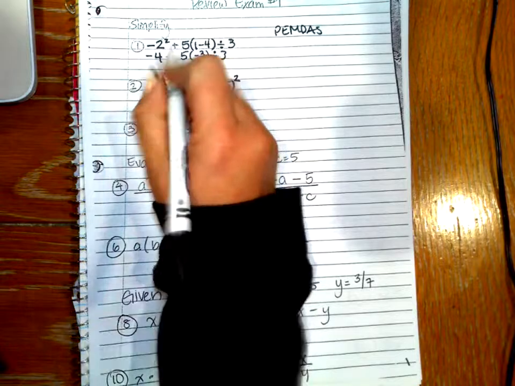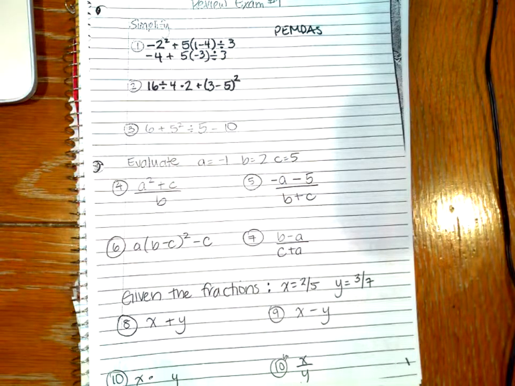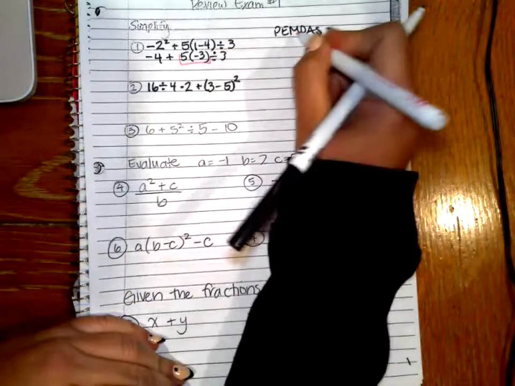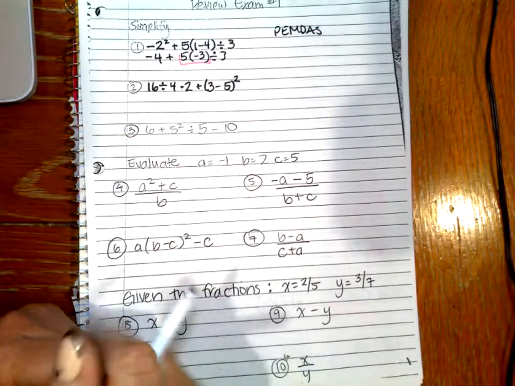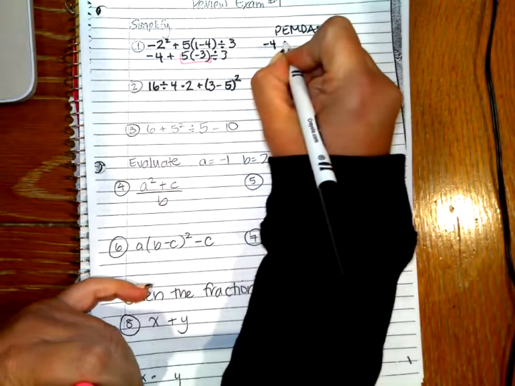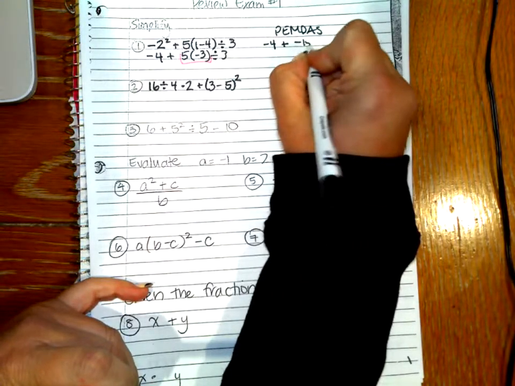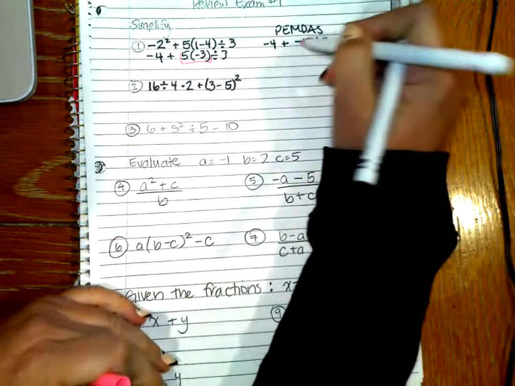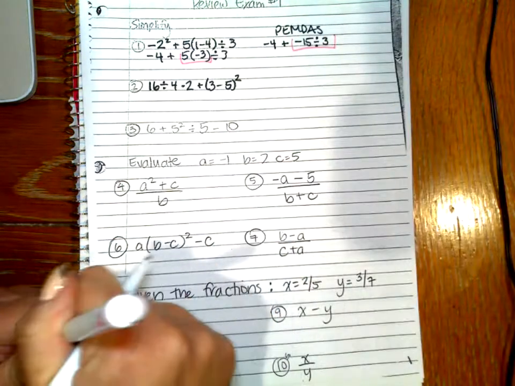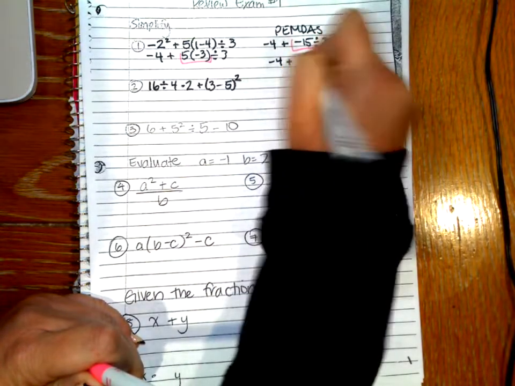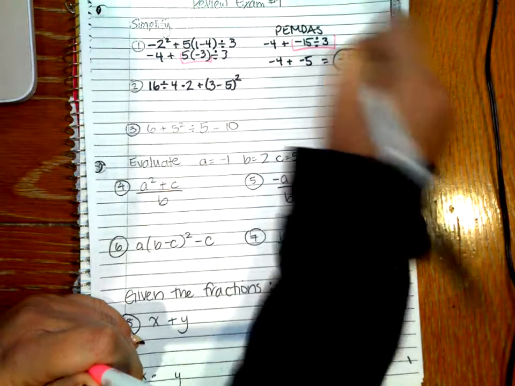Next up, let me switch up colors for you guys. Next up would be this multiplying. So I'm going to move it over here. Negative 4 plus negative 15 divided by 3. This part is next. I have to divide. Negative 4 plus a negative 5, which equals negative 9.